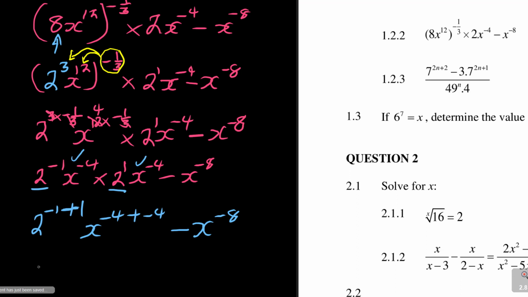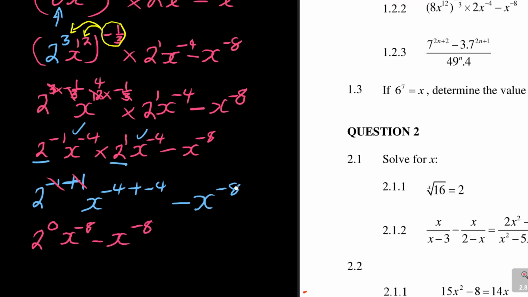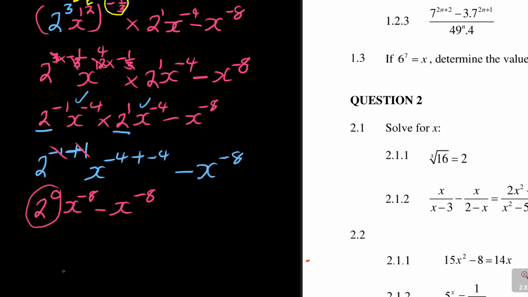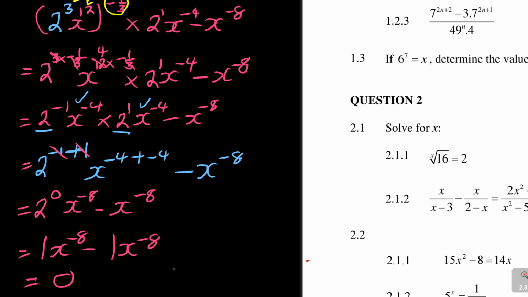Then from there, I will have here 2 to the power minus 1 plus 1 is 2 to the power of 0. Now x to the power of minus 4 plus minus 4 is minus 8, and then minus x to the power negative 8. Right? And then from there, you know 2 to the power of 0, any number to the power of 0 is 1. So this is the same as 1x to the power negative 8 minus, you can still put a 1 there because there is an invisible 1 there, x to the power negative 8. So it's subtracting, and this is simply equal to 0. You know, if I can put my equal signs here, it's x to the power negative 8 minus x to the power negative 8, and the answer there becomes 0.